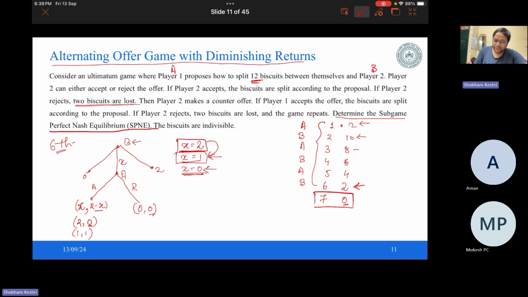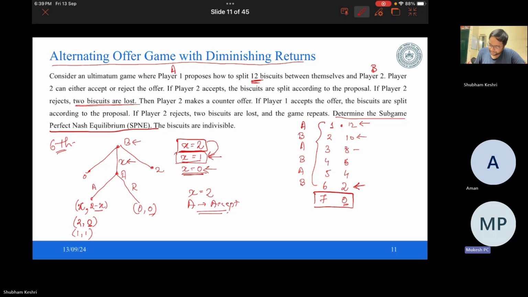Is this all right? So there is an incentive to deviate for player B from X is equal to 2 to X is equal to 1. Therefore, X is equal to 2 will be, for this subgame, the subgame perfect Nash equilibrium. X is equal to 2 and player A is accepting. Is that all right? So for this subgame, X is equal to 2. So player B's action is play 2 and player A's action is accept.